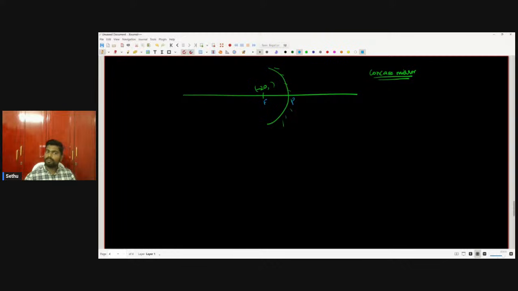When can they form? It can form diminished images, but if at all it's forming a diminished image, that has to be a real image and the image has to be inverted. You know that. Now let me quickly draw this.